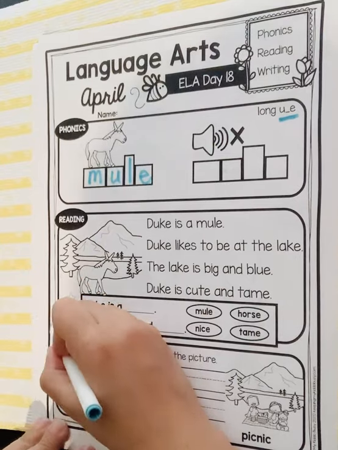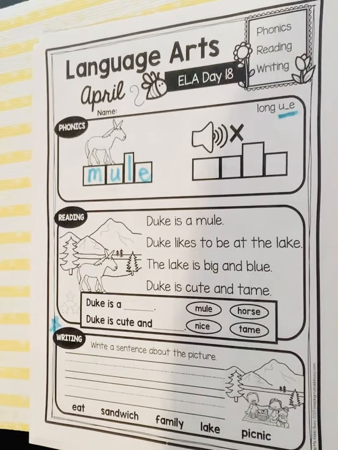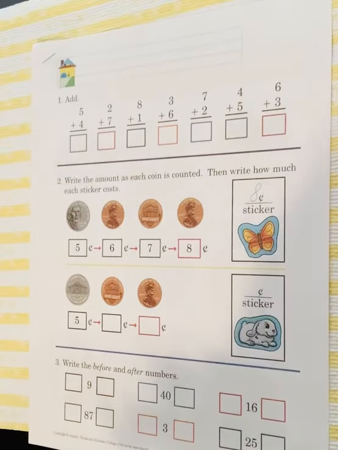And then down here, this part is optional, where we're going to write a sentence about this family having a picnic. Our next paper that we're practicing is our Abeka number page 127, okay? Number 1 says to add the numbers together.